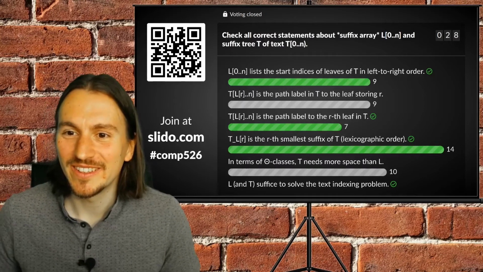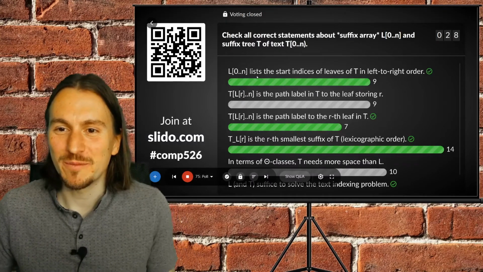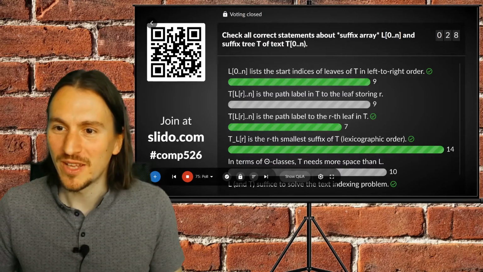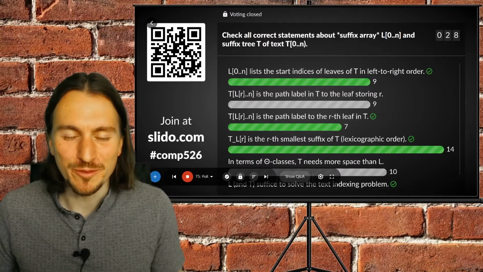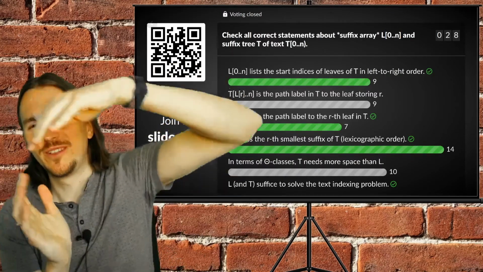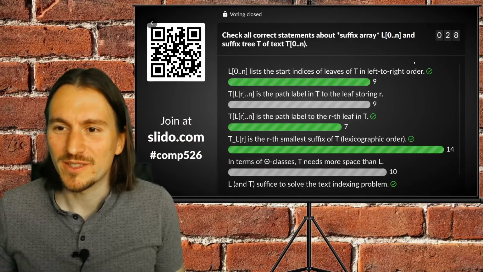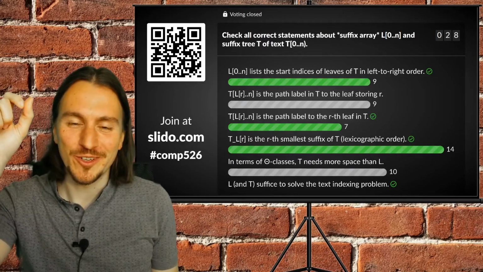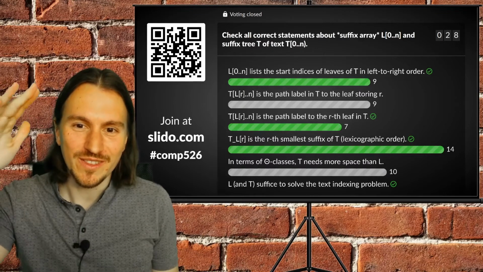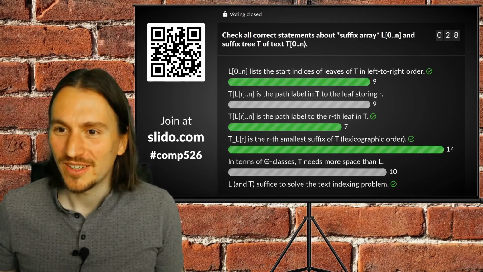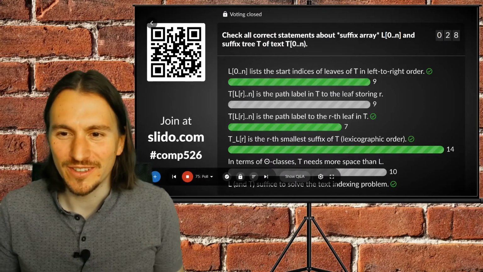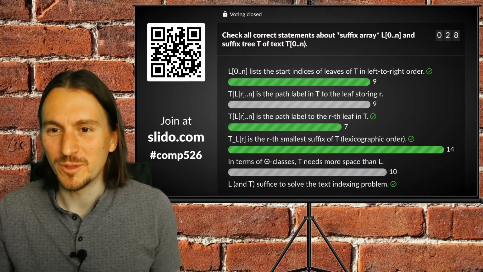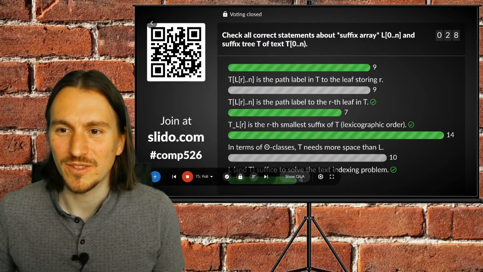So the first statement says that the suffix array lists the start indices of the leaves in left to right order. Now, left to right, as I said before, if you draw the tree in the normal way and not tilt it to the side like I did. But that's correct. If you order the children of every internal node in the suffix tree so that the edges are sorted as well. You have to do this in a trie. You don't usually insist on this. A tree doesn't have to be ordered in that sense. But for this correspondence to hold, it's necessary.